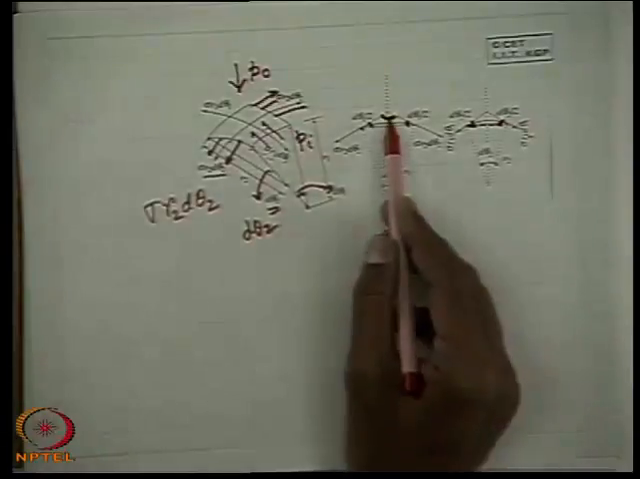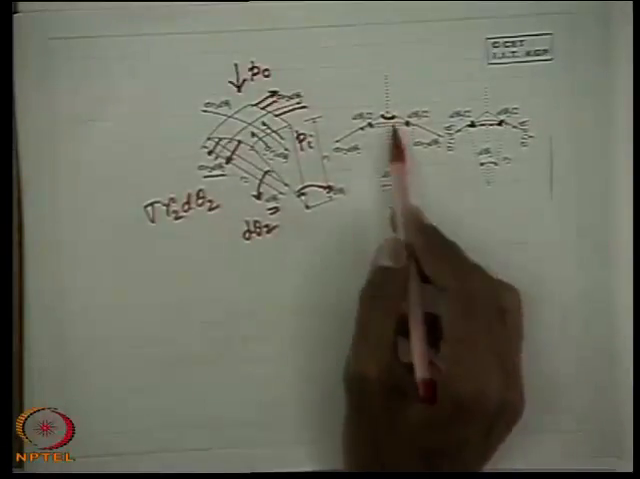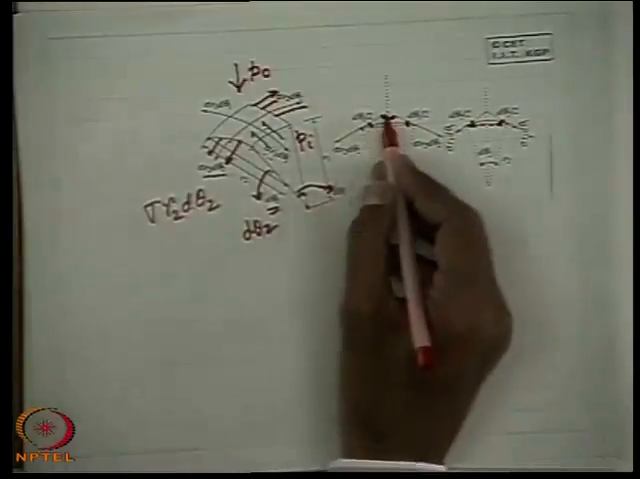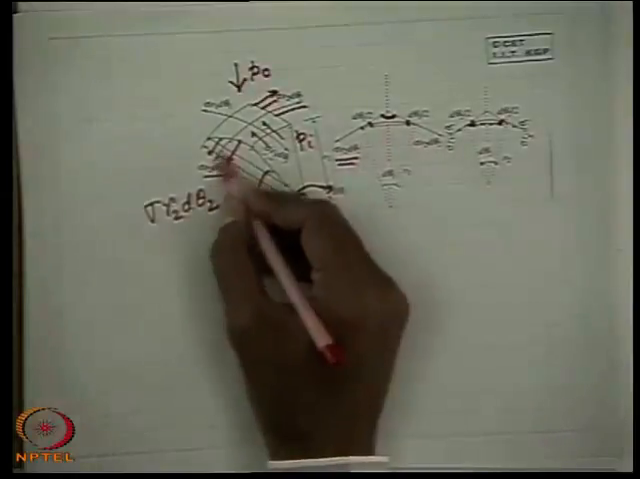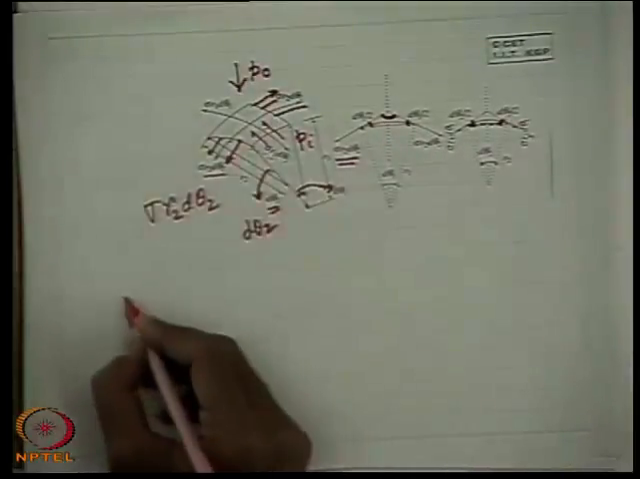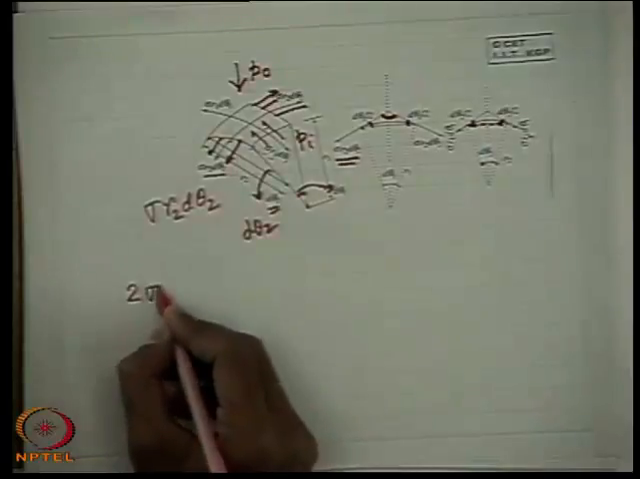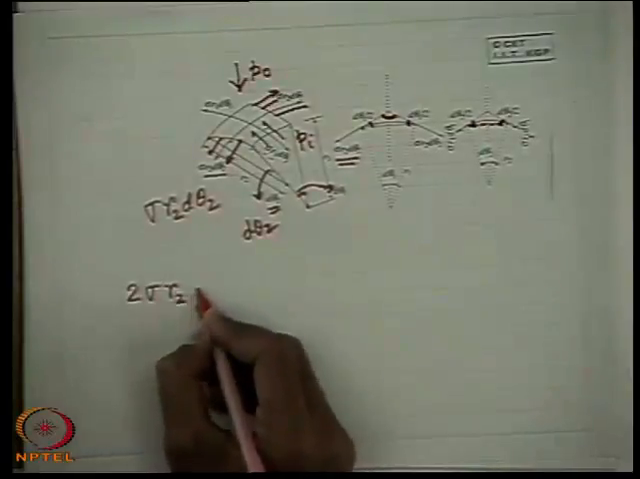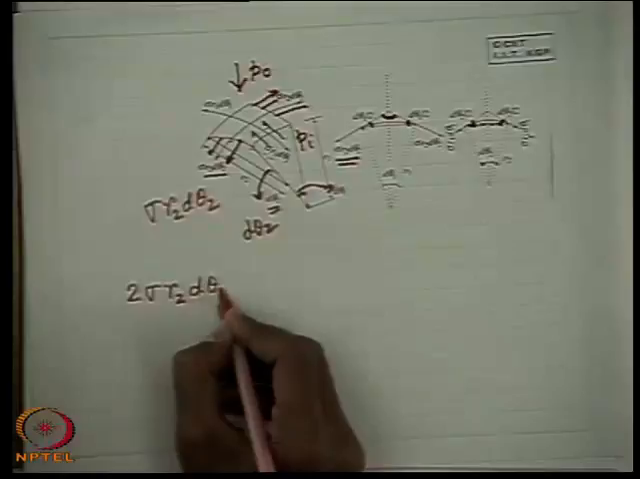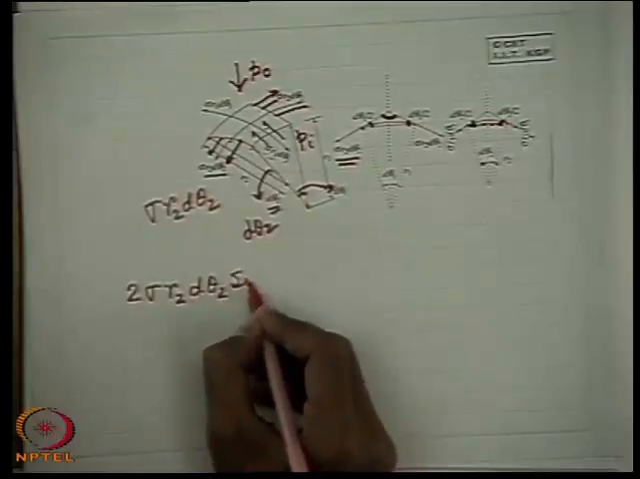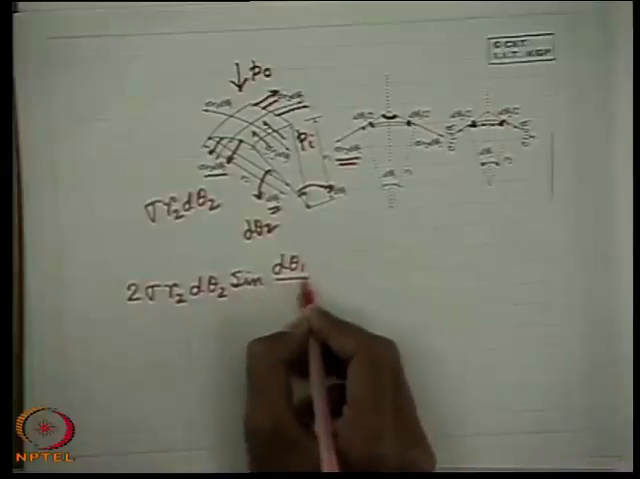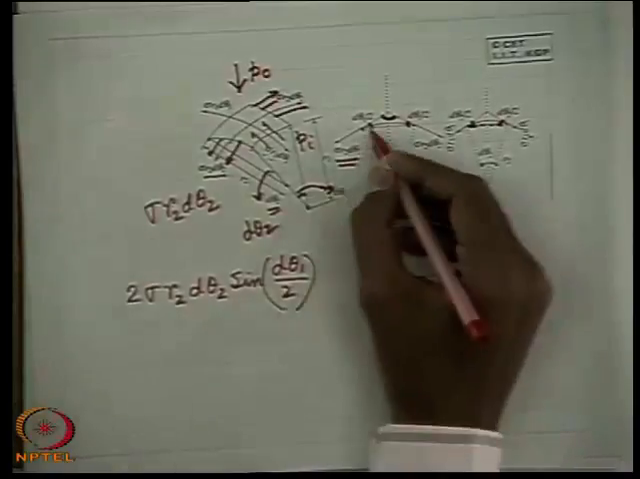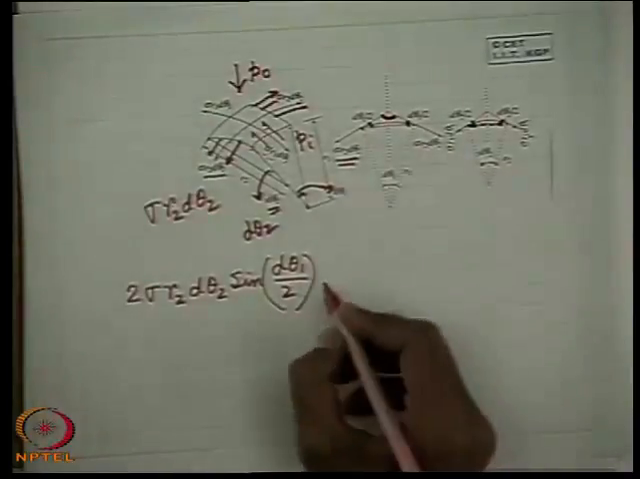Now therefore, if we make a force balance in the vertical direction, then we get the surface tension forces acting, sigma R2 d theta 2, on two surfaces. So 2 sigma R2 d theta 2 into sine d theta 1 by 2, the sine component. This is d theta 1 by 2 in the vertical direction.